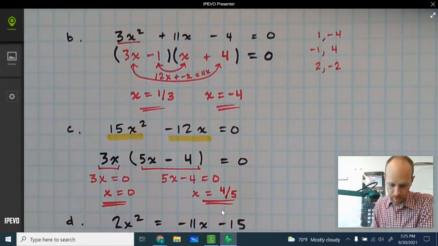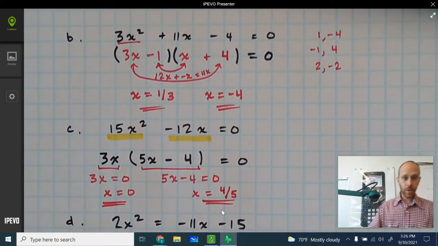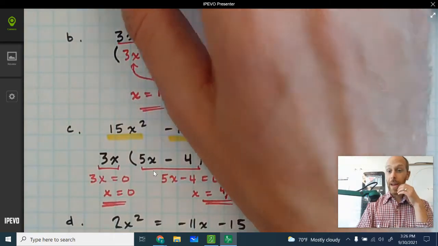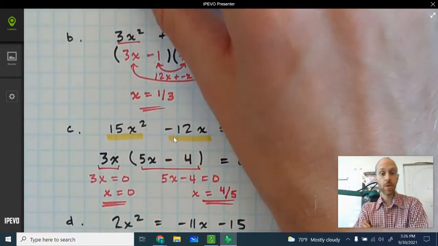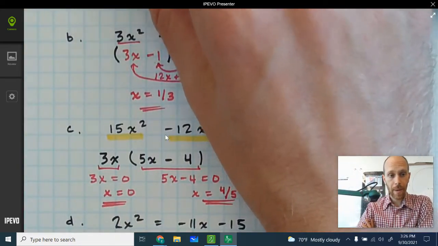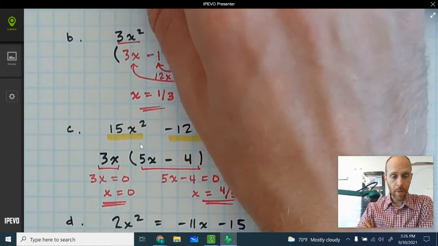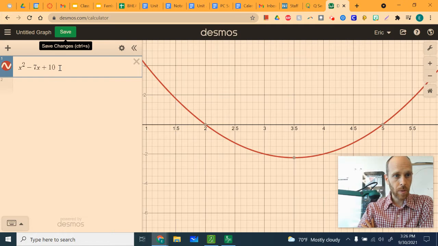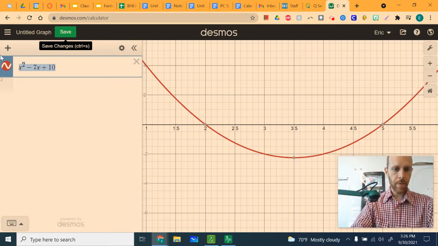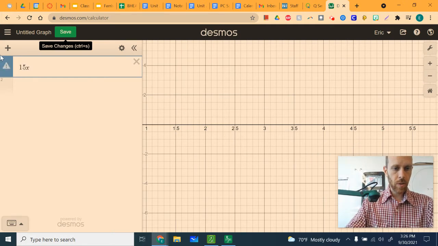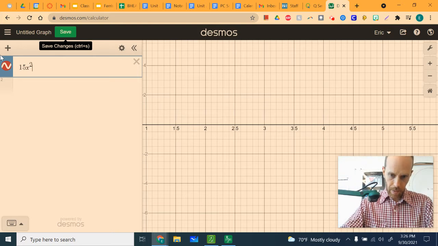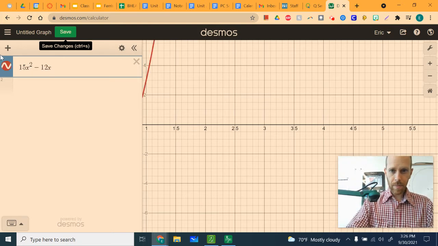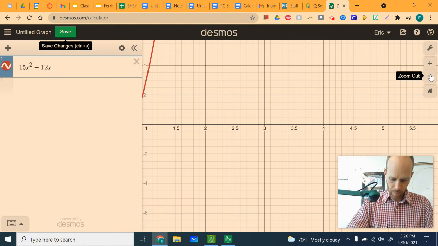Those are our solutions. I want to remind you that if you're not sure if your factoring is right, one thing you can always do is use Desmos. Here's what I mean by that. You can type the original equation in, and then you can type in the factored form. So in the case of our problem, we had a 15x squared minus 12x.